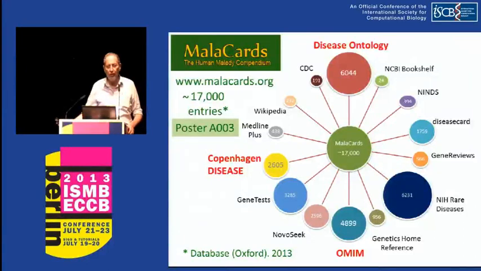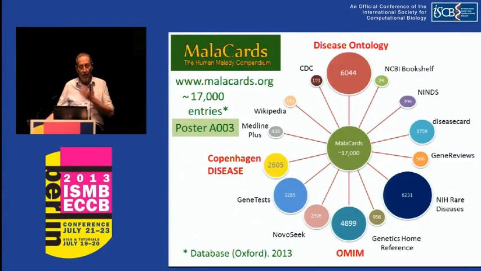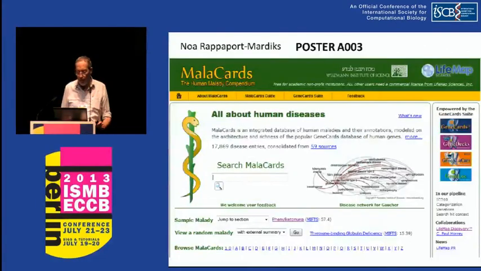In terms of disease bioinformatics, it's something called MalaCards. And Noam Rappaport-Mardix, a postdoc in the lab who does that, is sitting here in the front row. There are many disease databases. You see a few of them symbolically shown, and we mine many of them, and we generate a database which has about 17,000 entries with links and information gleaned automatically from some of these sources. This is the web page, and you can learn more at poster number 8003 tomorrow from Noam.